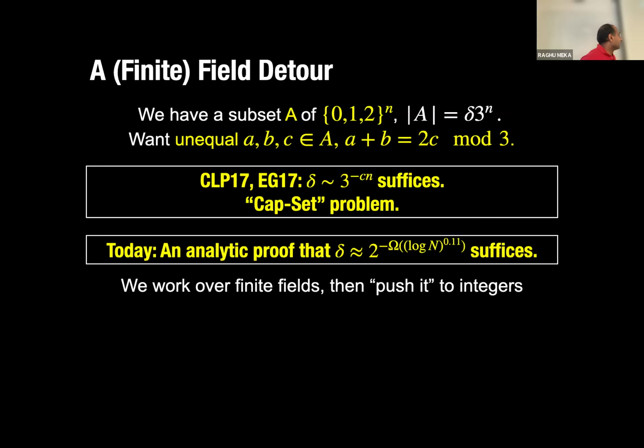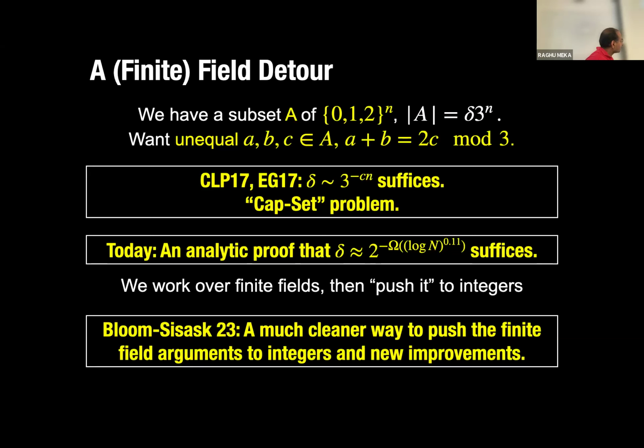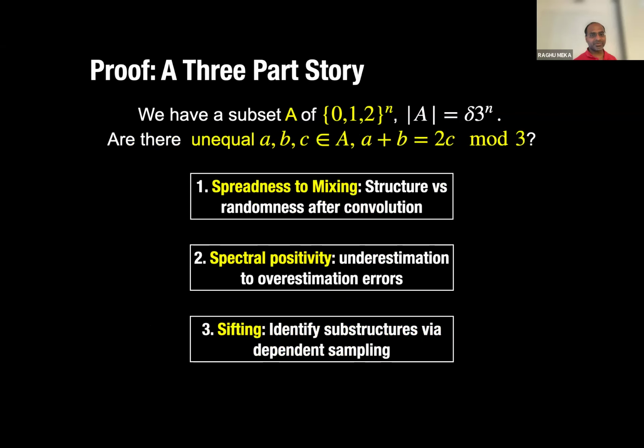Okay. And in our original result also, we worked over finite fields, then pushed it to integers. And subsequent to our work, in fact within a week, Bloom and Sisask found a much cleaner way to lift what we are doing to integers and also to all abelian groups. Okay. And they also got some new improvements in the constant. Okay.